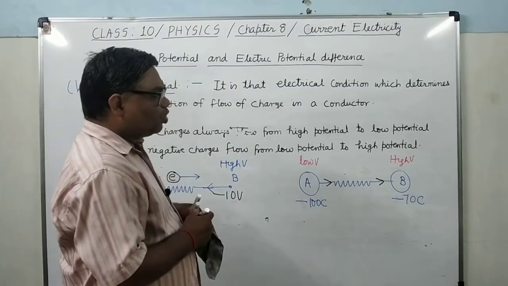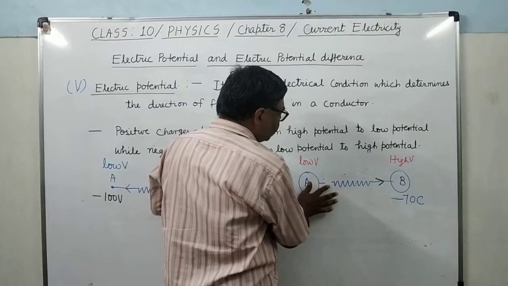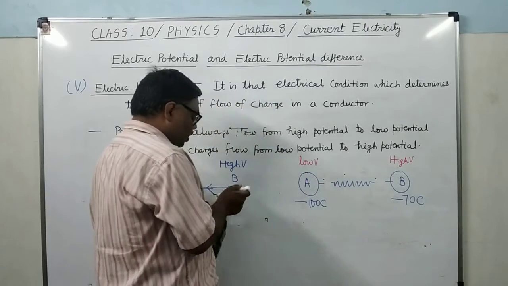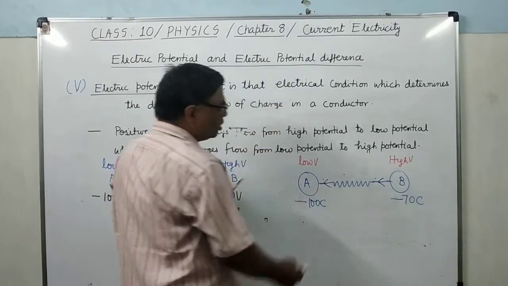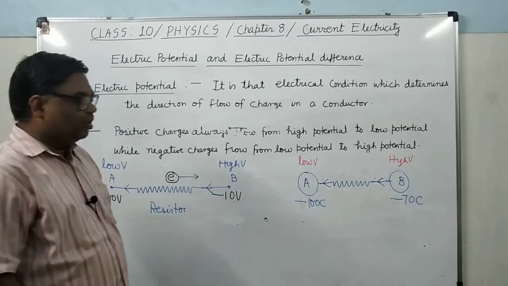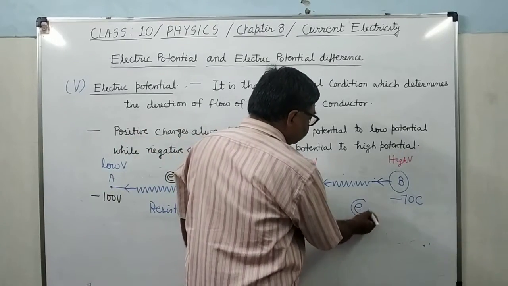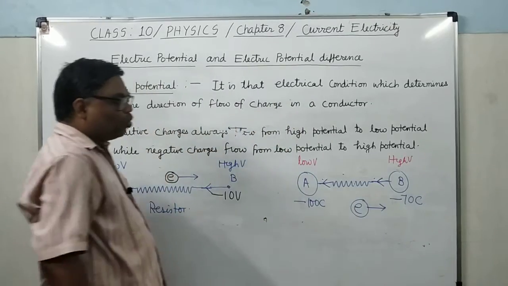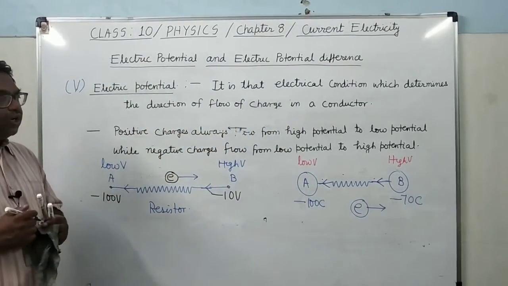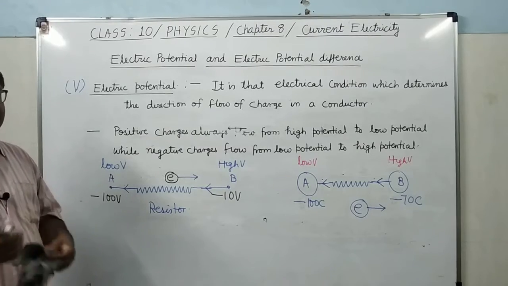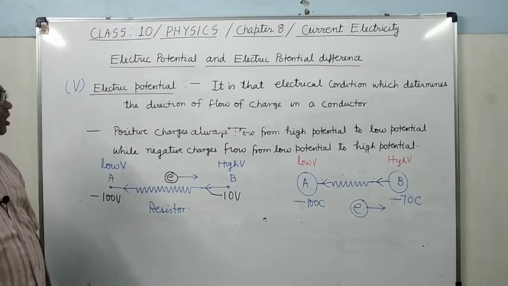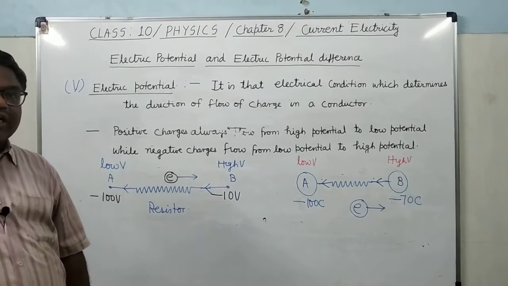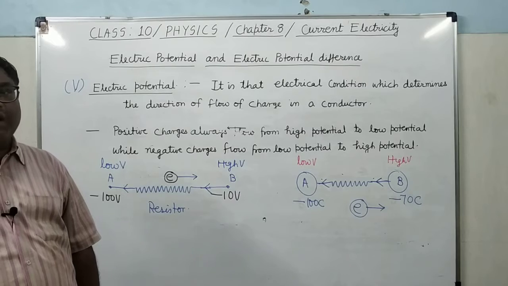Is it clear? So electric current will flow in what direction? You can see here, electric current always flows from high potential to low potential, in this direction. Electrons will flow from where to where? From A to B. It is more negative, meaning it has more excess of electrons. A is more negative than B, meaning A has a greater excess of electrons than B. So electrons will flow from A to B till both bodies acquire the same electric potential. So what is electric potential? It is that electrical condition which determines the direction of flow of charge.